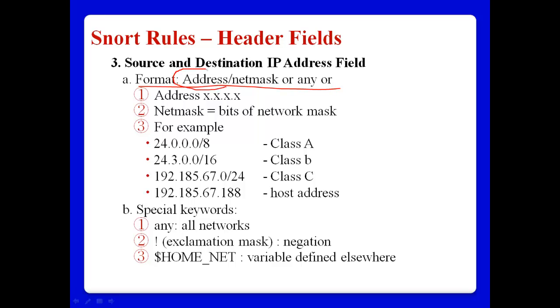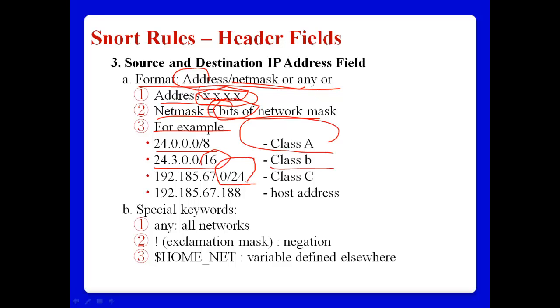Normally this format has the IP address and the netmask like this. The address will have the port. Normally we say the 4 octets, and the netmask is normally expressed by bit numbers. For example, 24.0.0.0/8. In this case, we normally say this is the plain IP address, class A. In case of 16, it means class B. In case of subnet mask 24, it means class C. But if we find only one IP address, normally we say host address.